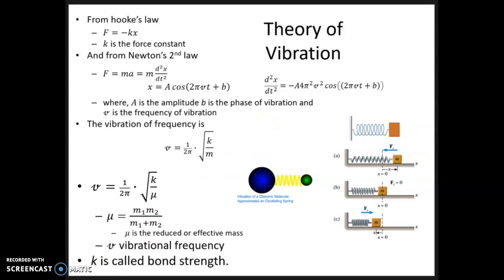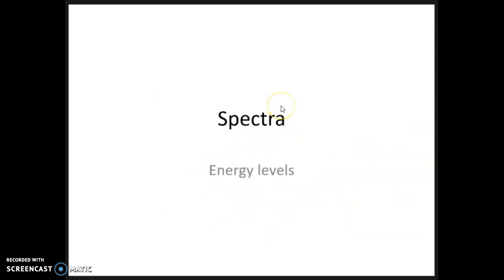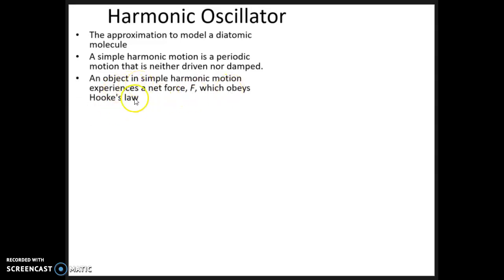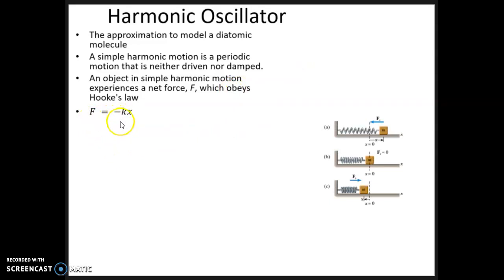So next we talk about the energy levels that occur in a vibrating system. The simplest approximation that we can use to look at this is called the harmonic oscillator approximation. It's the simplest approximation used to model a diatomic molecule or vibration in general, as the simplest model for vibrational motion. A simple harmonic motion is a periodic motion that is neither driven nor damped, and that means that it just keeps going back and forth. Nothing pushes it and nothing stops it. The object in a simple harmonic motion also experiences a net force which obeys Hooke's law that we talked about in the last slide.